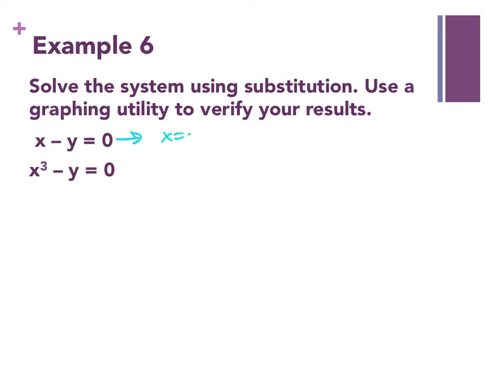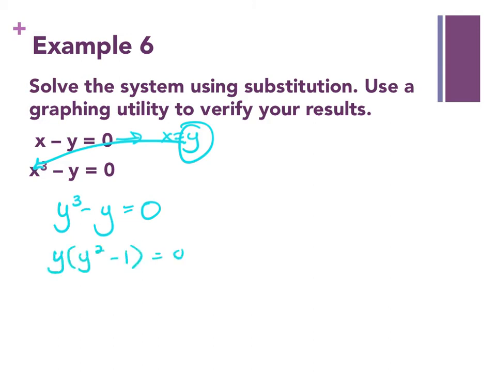X. So then x would equal y. I'm going to take that, I'm going to plug it in the place of the x, so I get y to the third minus y equals 0. Then what? Take out a y. Y squared minus 1 equals 0.